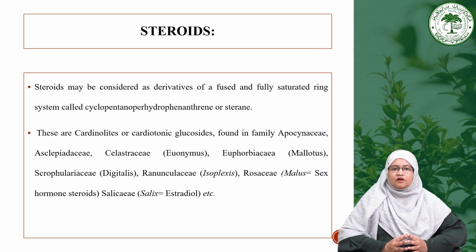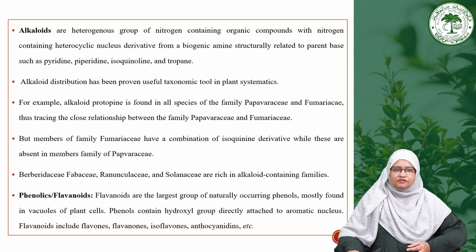The next group of compounds is steroids. Steroids may be considered as derivatives of a fused and fully saturated ring system called sterane. These are cardenolides or cardiotonic glycosides found in the families Apocynaceae, Asclepiadaceae, Celastraceae, Euphorbiaceae as in the case of Mallotus, Scrophulariaceae as in the case of Digitalis, Ranunculaceae as in the case of Adonis, Rosaceae in the case of Malus, and Salicaceae in the case of Salix. These are some groups which contain steroids in plant families.